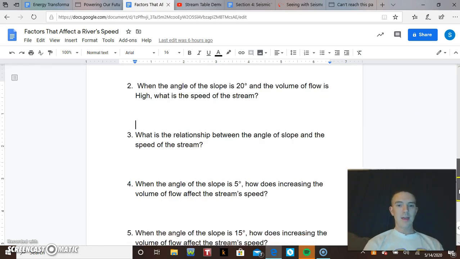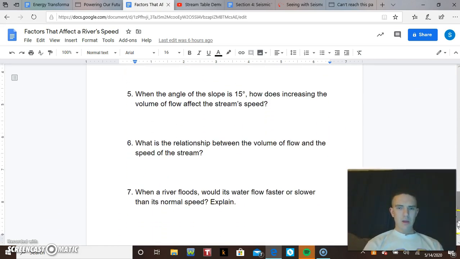All right, and then for number 5, when the angle of the slope is 15 degrees, how does increasing the volume of flow affect the stream speed? Number 6, what is the relationship between the volume of flow and the speed of the stream? And then 7, this is kind of like a prediction, like a hypothesis. When a river floods, would its water flow faster or slower than its normal speed?